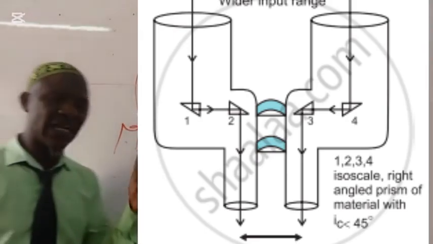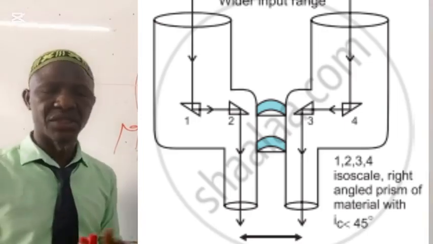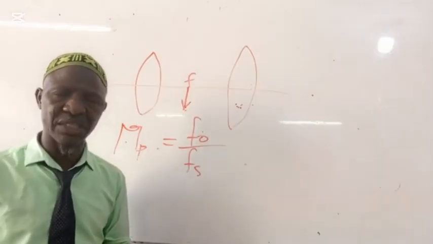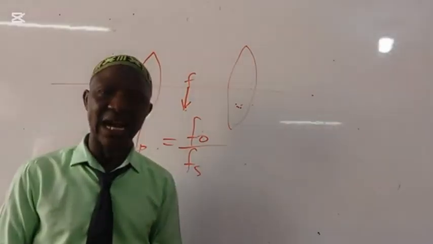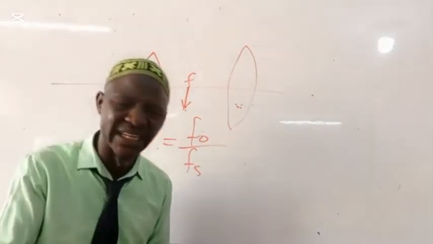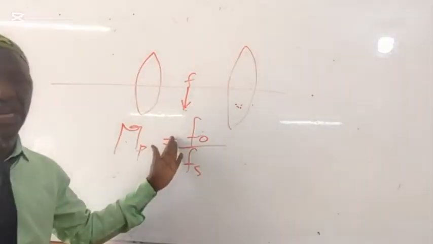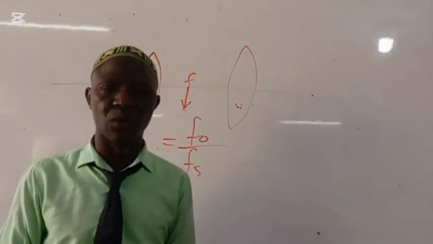Now, so that's that about applications of optical instruments. The next topic will be on the use of eyes, and we are going to compare the eyes with what? This lens.